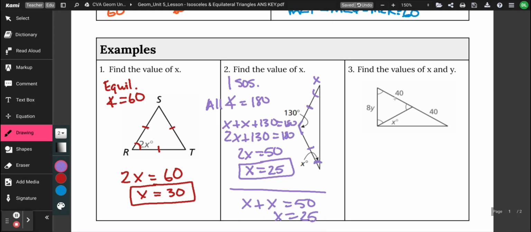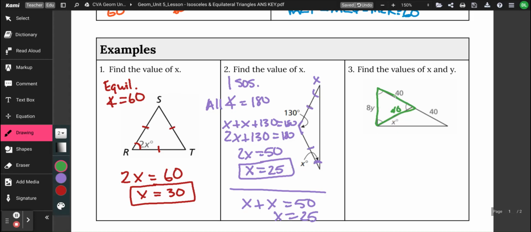Number 3 is a little bit more of a complicated problem. They're going to ask you to find x and y. So let's look at one at a time. I can see that my triangle up here, we'll highlight it in green, is an equilateral triangle because I see those marks, which means all of the sides are going to be congruent. So if this side is 40, then 8y is 40, and this side over here is also 40.